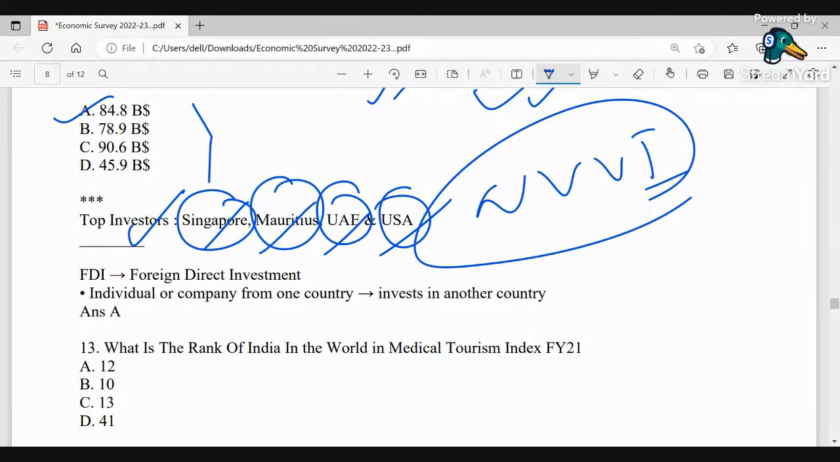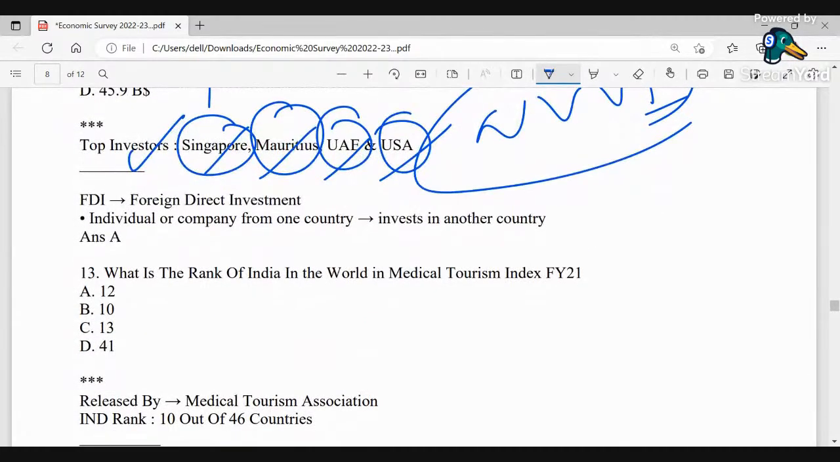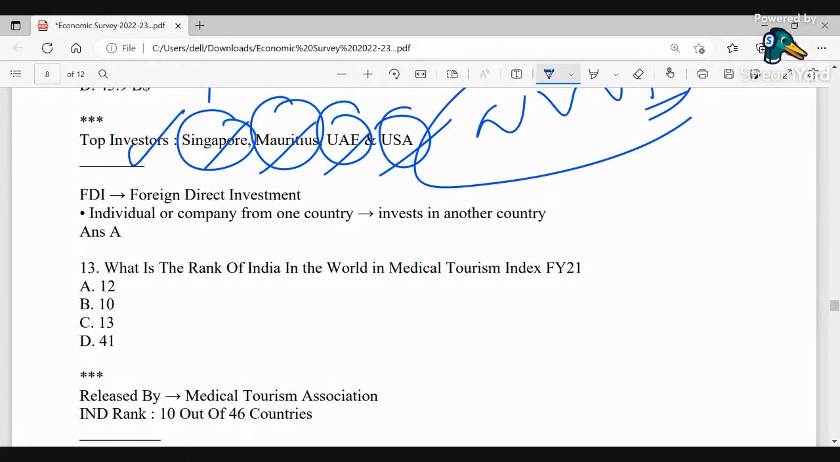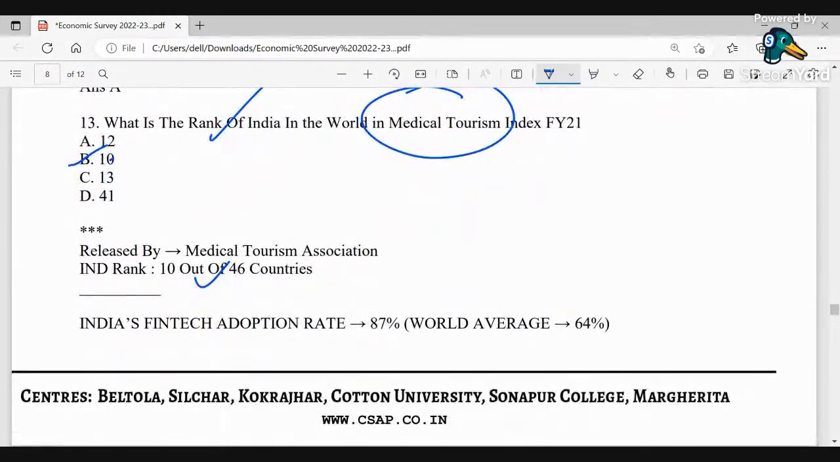Okay, so very importantly. Next, question number 13: what is the rank of India in the world in medical tourism? So obviously I have made you see over here. It is 10. So in medical tourism, it shows how many people come here for medical treatment. It also says how good the medical treatment of our country is. So this is the rank of India, that is 10th.